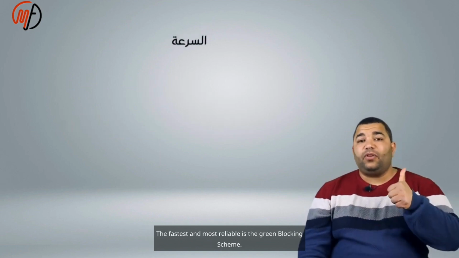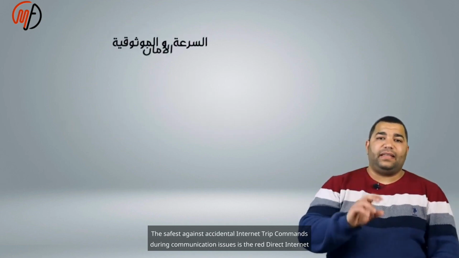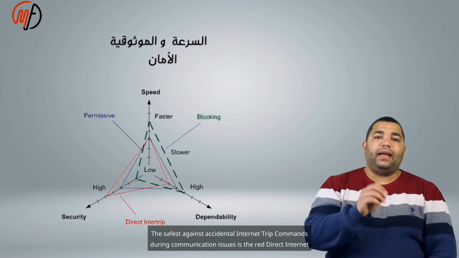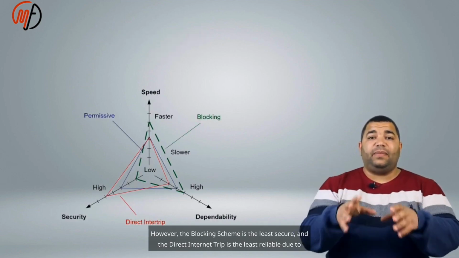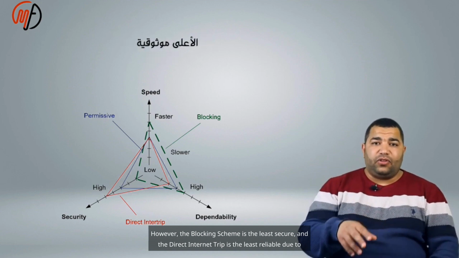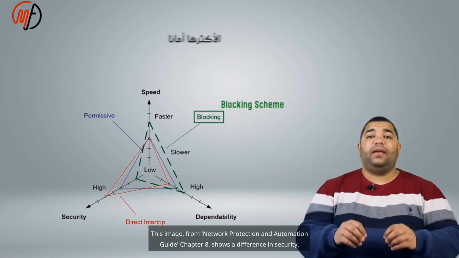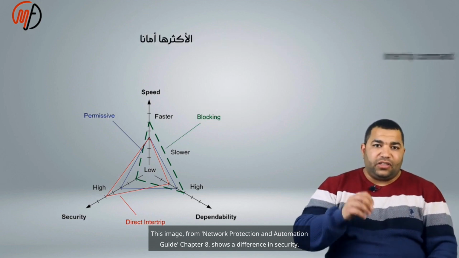The fastest and most reliable is the green blocking scheme. The safest against accidental intertrip commands during communication issues is the red direct intertrip. However, the blocking scheme is the least secure, and the direct intertrip is the least reliable due to communication faults. This image from Network Protection and Automation Guide, Chapter 8, shows a difference in security.